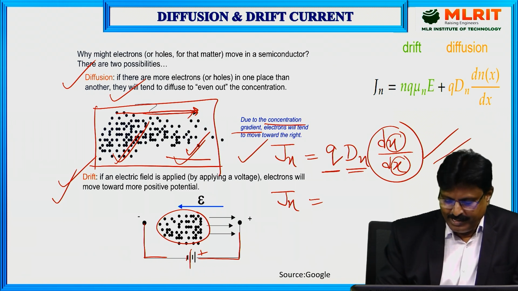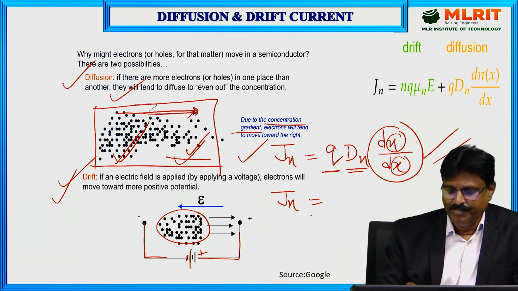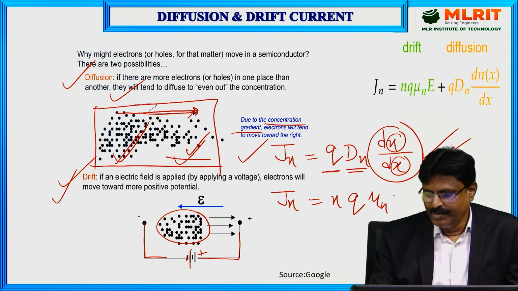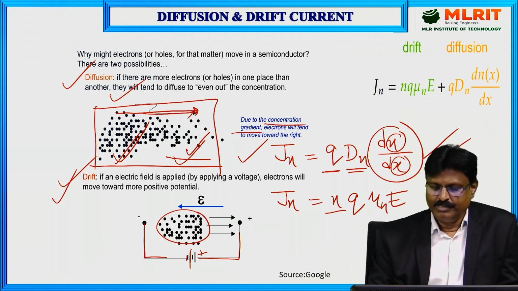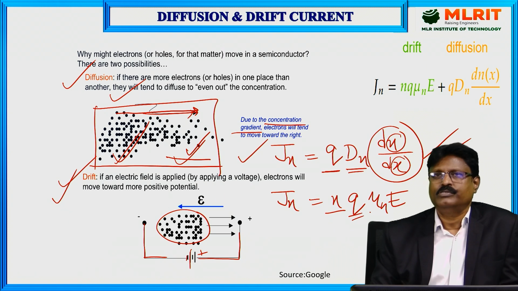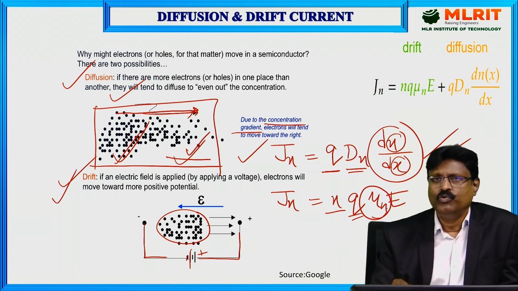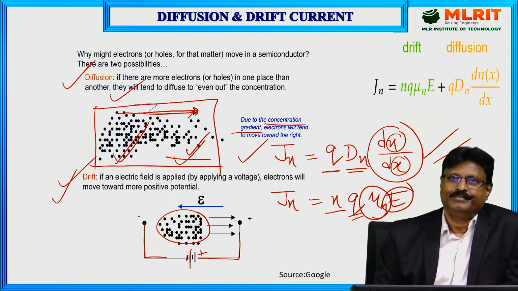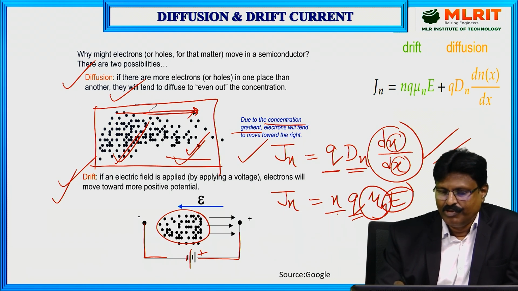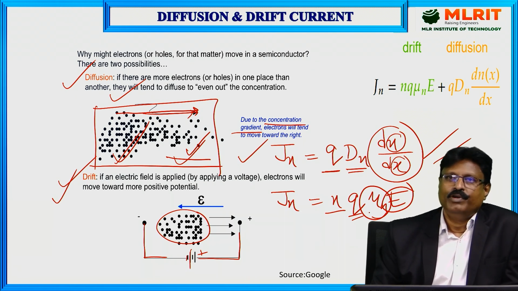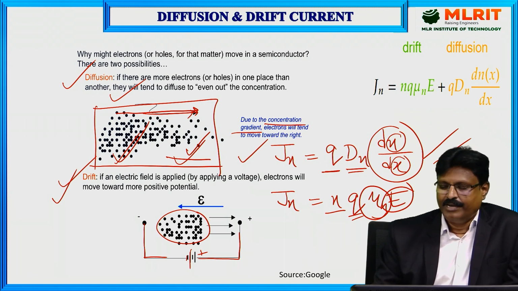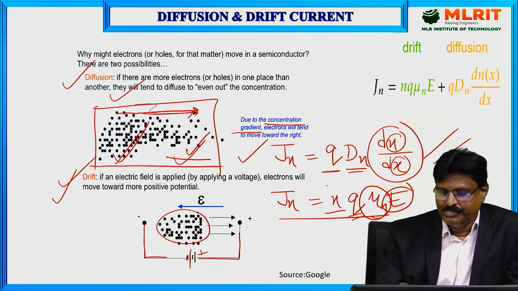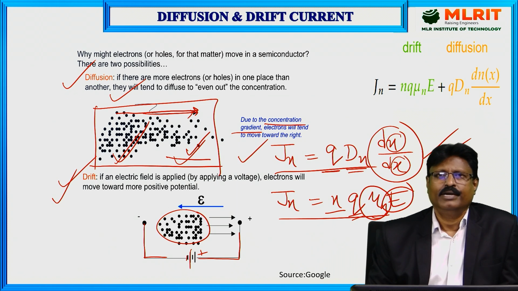The current density due to the movement of electrons by the drift mechanism can be written as Jn = n q μn E. Here n is the electron concentration, q is the charge of the electron, μn is the mobility of the electron, and E is the applied electric field. Whenever you apply the electric field, the mobility of the electron is increased. So these are the equations that define both the diffusion mechanism and the drift mechanism.